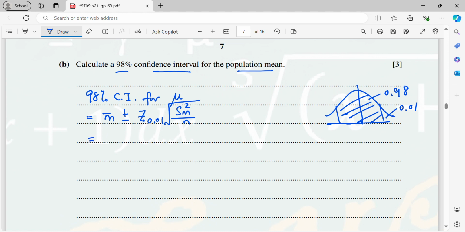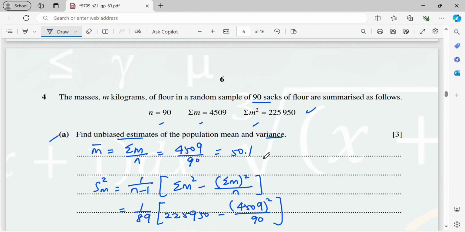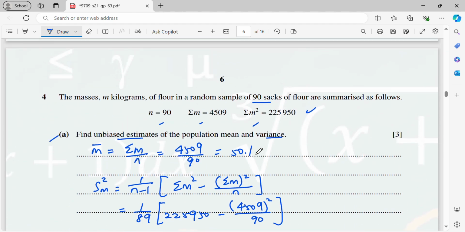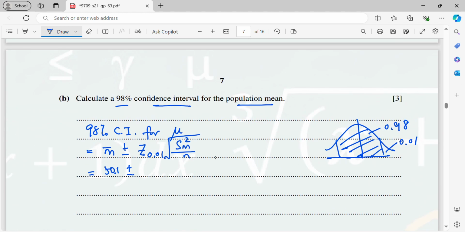Okay, so the x bar was already calculated just now. You found 50.1. So this is going to be 50.1 plus minus. Okay, now here, look at the question. The n is 90. Even though it does not mention normal distribution, since n is greater than 50, according to the central limit theorem, it will be approximately normal distribution. Therefore, again, this graph will be a normal graph, or I'm using the z-test, okay? Normal test, that's why here z.